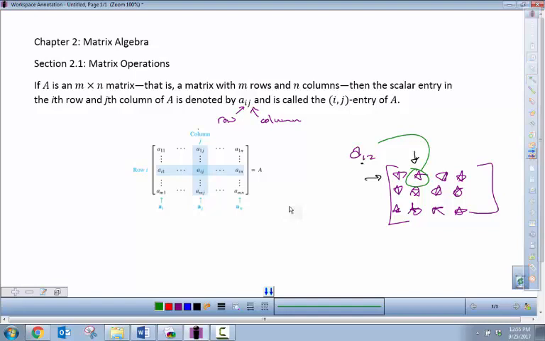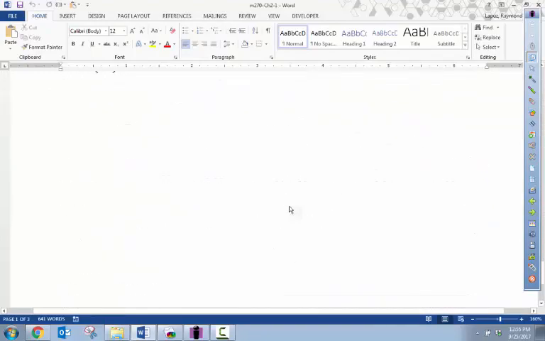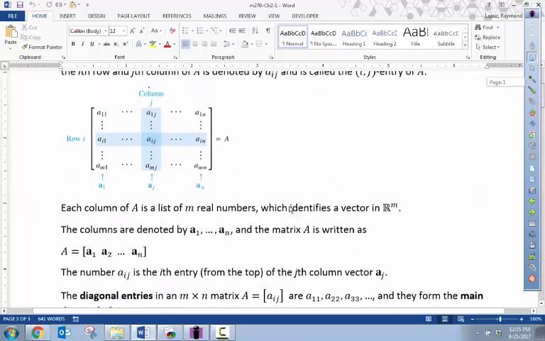All right. So here is our basic language for the matrices. And we're going to keep referring back to the columns of the matrices.